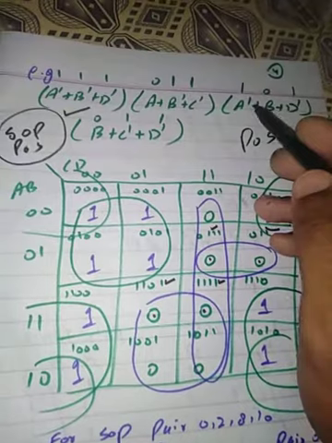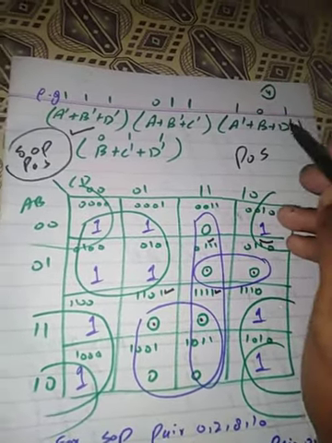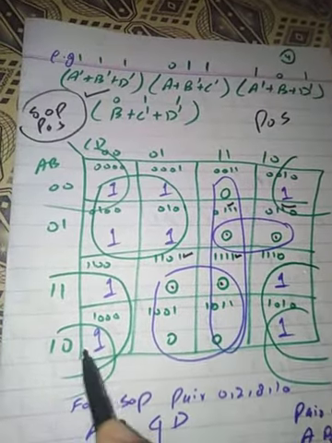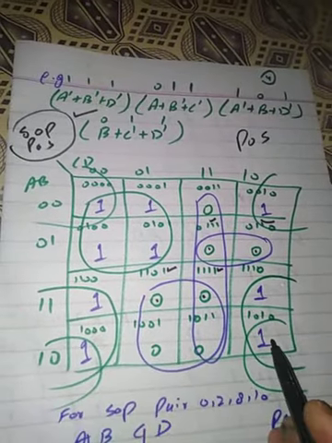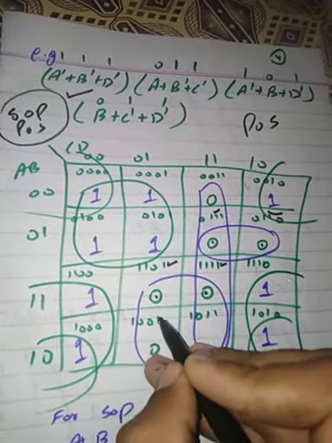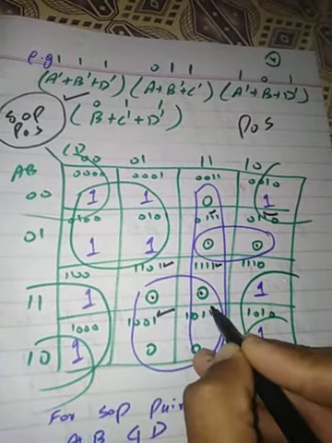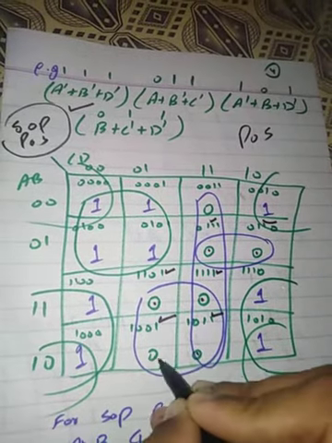Then A is 1, B is 0, D is 1. A is 1 and B is 0 in this whole row. And D is 1, look at here, D is 1. So I put 0 on these two positions.